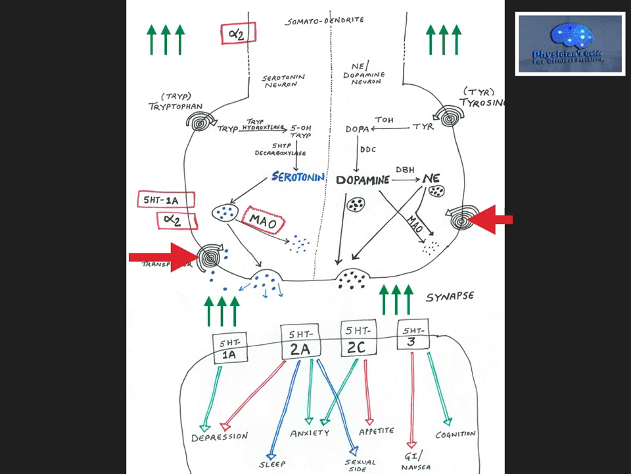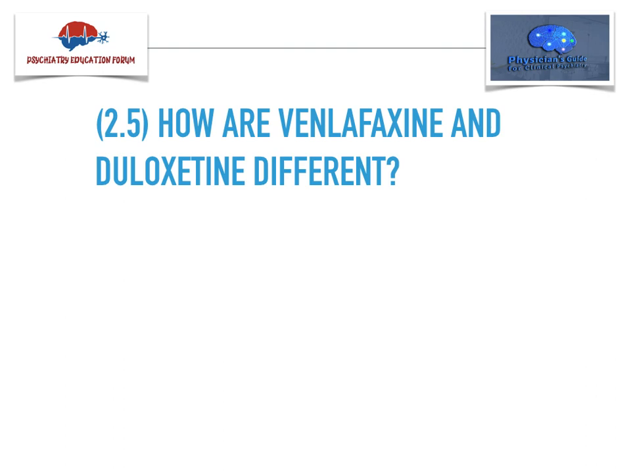So what happens is, again, it increases both serotonin and norepinephrine at both levels, and again it will take 2 to 4 weeks for onset of response for these medications. So this was our question number 4, mechanism of action for SNRIs. Moving on to question number 5, which is, how are venlafaxine and duloxetine different in terms of their mechanism of action?